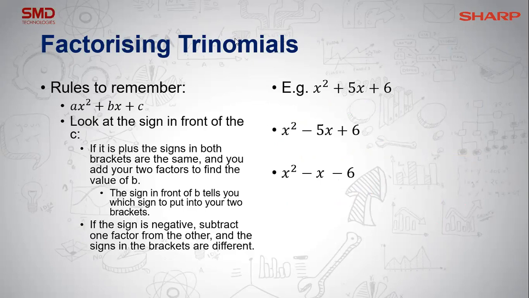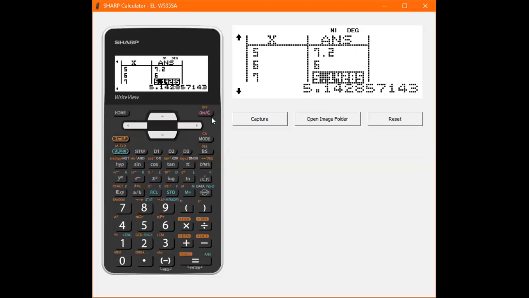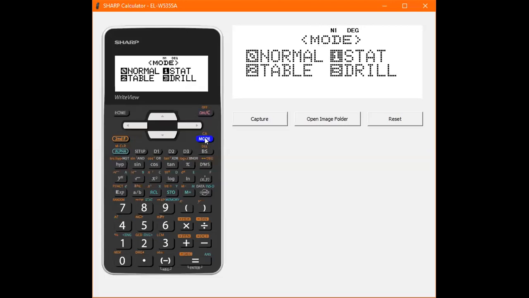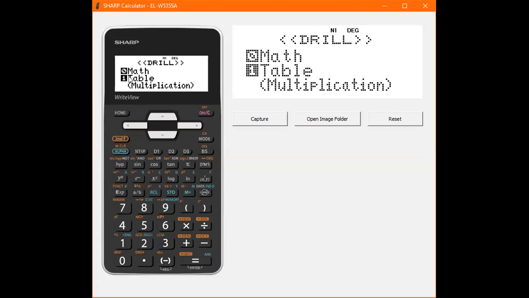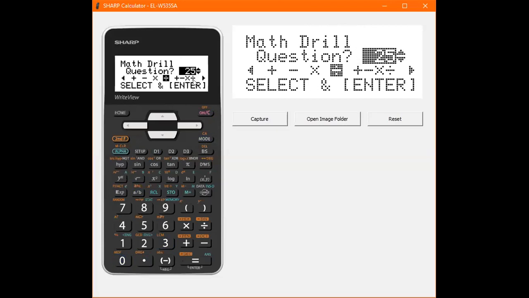Now, before I end off, I do want to show you this because we are talking grade 7 to 9, right? So one of the things that they do need to practice is their mental math. So on your Sharp calculator, you have a drill function, okay? And we'll just use 0 for math. And all we're going to do is scroll. You can see you've got 25, 50, or 100 questions. And then you can choose to do multiplying or dividing or adding or subtracting.